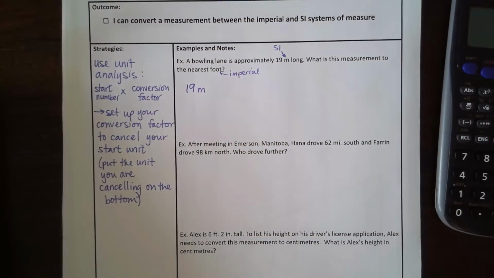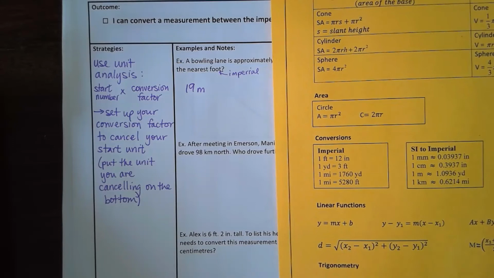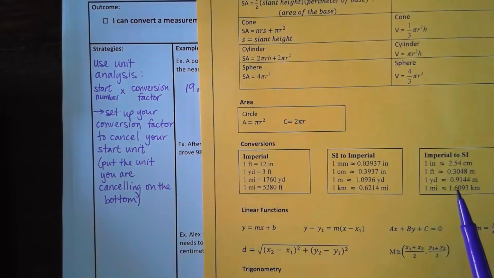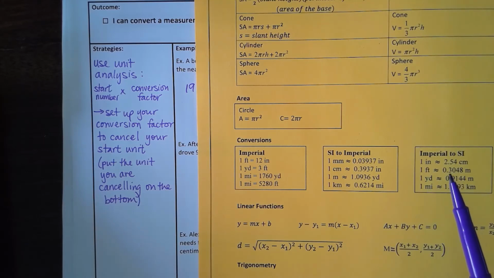Let's go to our formula sheet here. We need meters and feet, don't we? So we need to find where we have meters and yard here, and in this box here, we have feet and meters. Okay, so 1 foot is approximately 0.3048 meters. So that's the conversion factor that we're going to use.